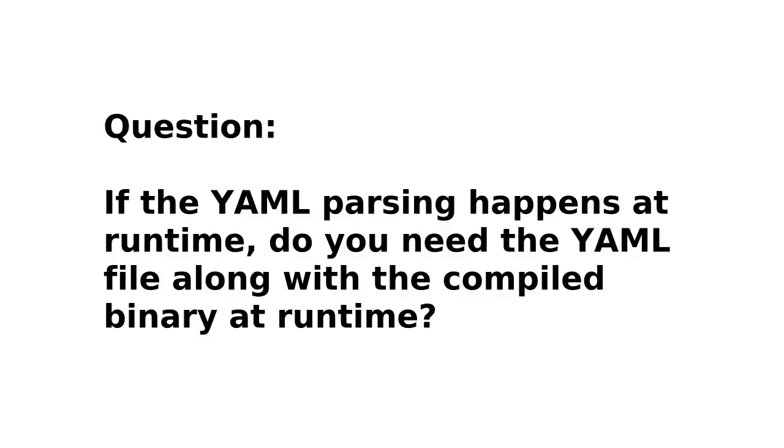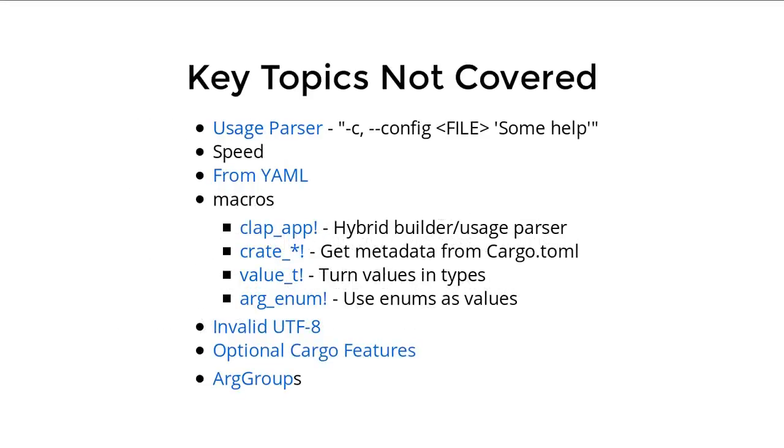So if you're distributing your application, would you have to distribute the YAML as well? No. So what actually happens is it pulls in that file at compile time and includes that file as a static string in your binary. So you can compile the binary still just by itself. It's just that particular string isn't parsed until runtime.